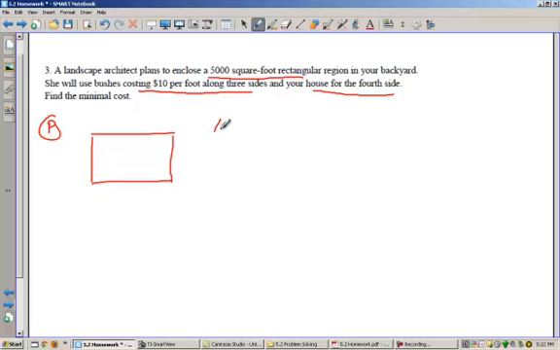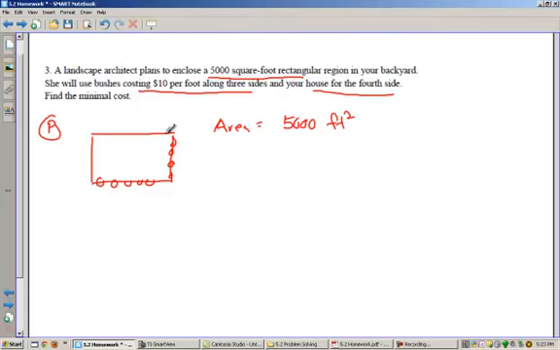There's 5,000 square feet, so the area is equal to 5,000 feet squared. We'll use 3 sides with bushes, $10 per foot. So let's just do some bushes here, and we'll just choose any 3 sides. It doesn't matter. I'll choose these 3 sides. All right, so these are bushes, and they're $10 per foot.